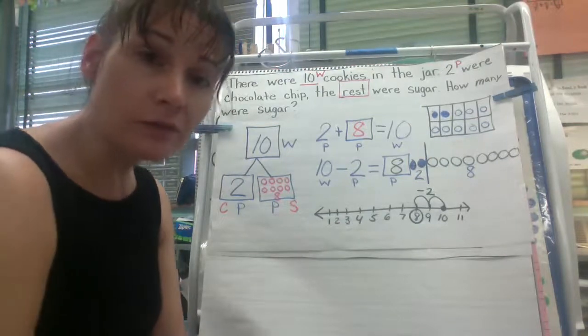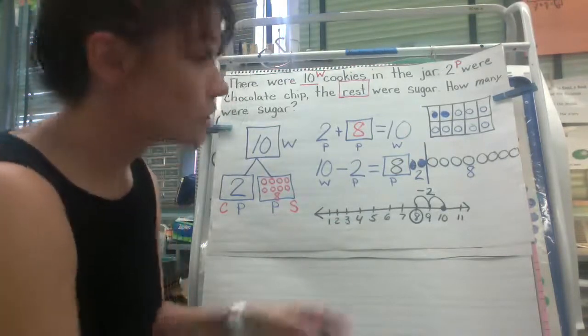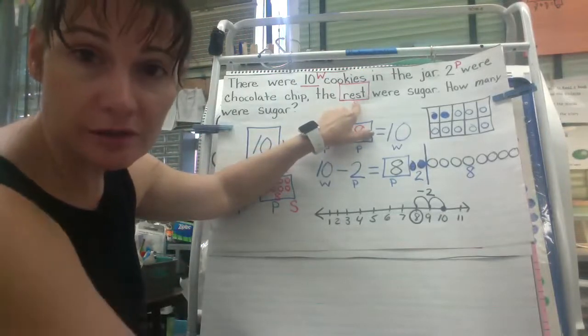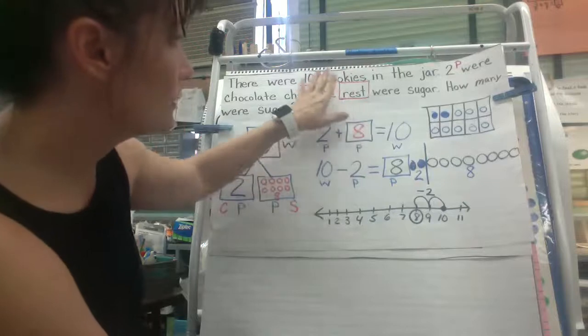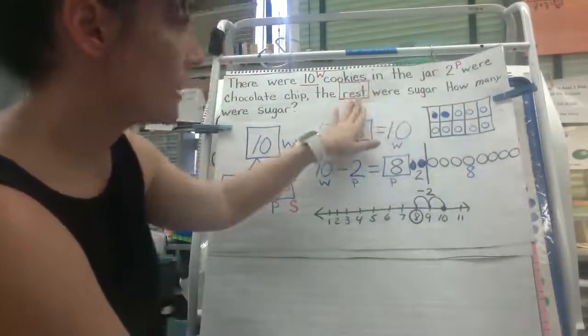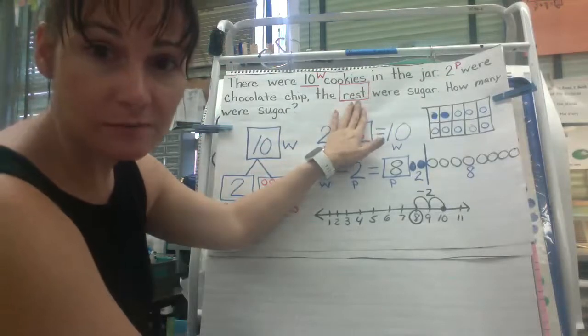Remember, when you're solving for a missing number, you always want to put your box around the number that you're trying to figure out. Sometimes you'll have your whole and your part, and you'll have to find your missing part.